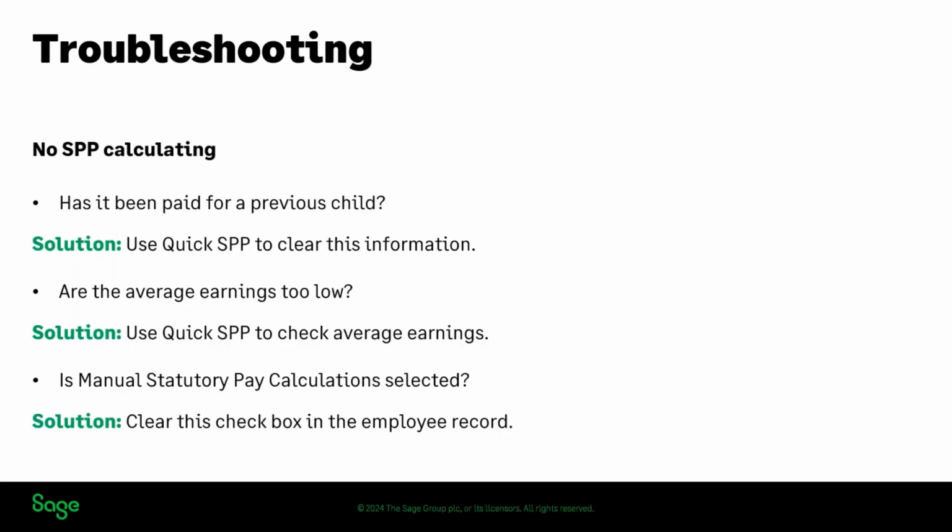Just briefly then, some other troubleshooting tips. If there is no SPP calculating, other reasons may be that the average earnings are too low. So I'd recommend you go into the quick SPP screen, check what the average earnings are and how they've been calculated, or you might have it set up as manual statutory pay calculations. There's a checkbox for this in the employee record, but if you try to view the information in quick SPP, it will alert you if that box is selected.